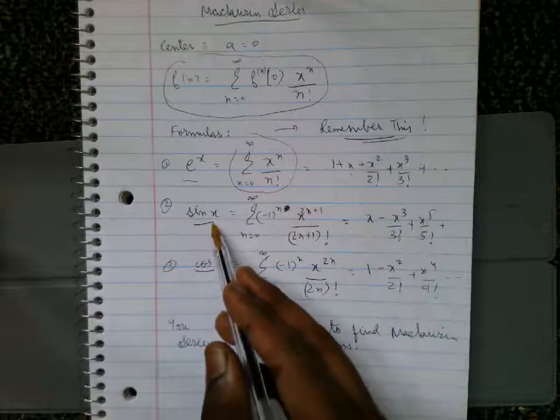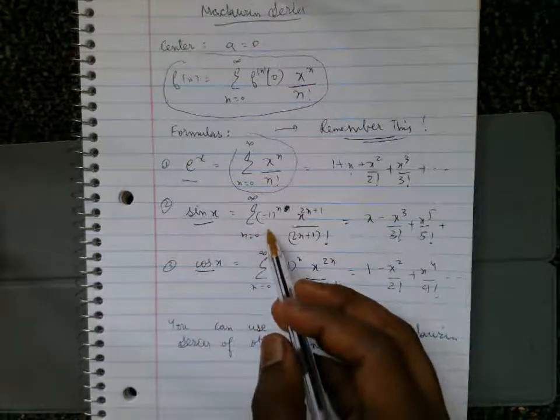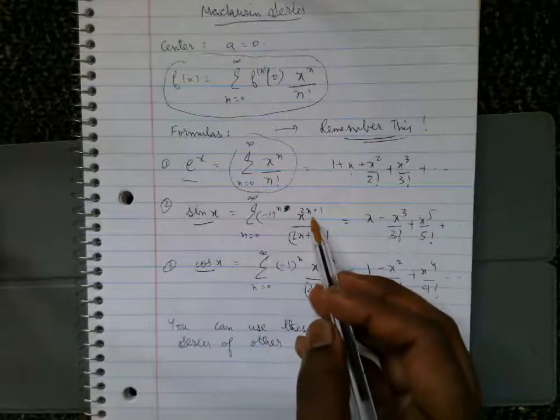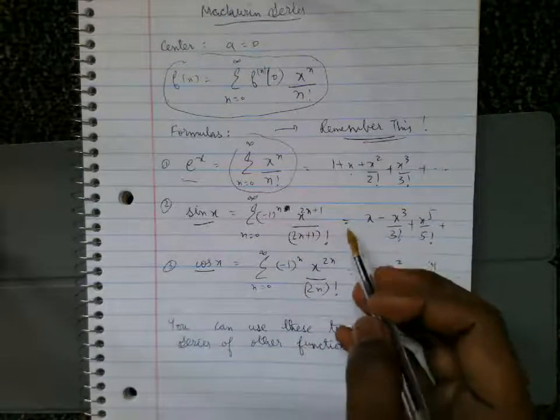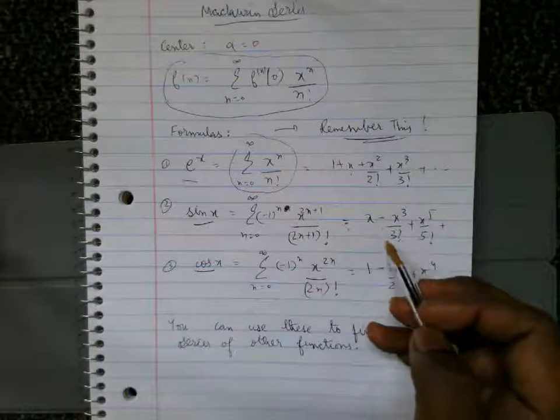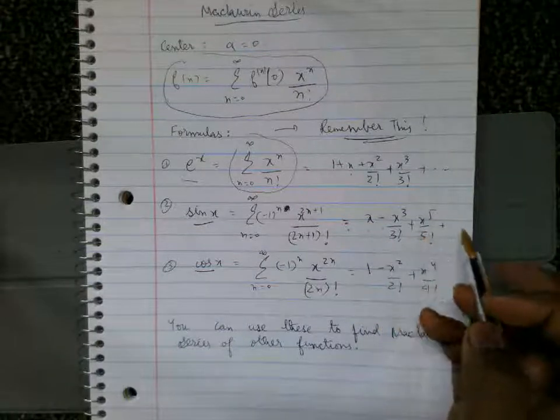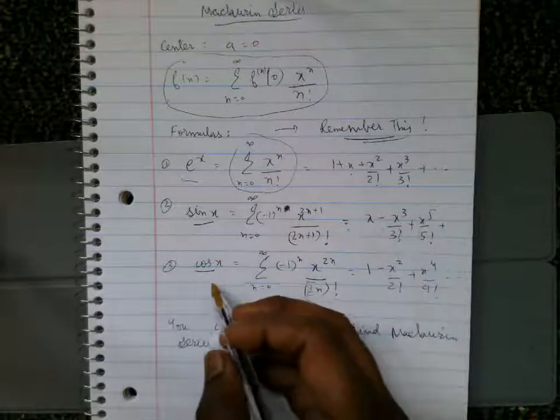The Maclaurin series for sin x is the sum of (-1)^n x^(2n+1) divided by (2n+1) factorial. So this can be written down as x minus x cubed by 3 factorial plus x to the power 5 by 5 factorial and so on.